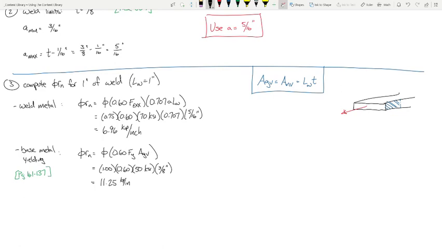Do I have a second? And then finally, base metal fracture. We just did base metal yielding. Okay, this one's 0.75, 65 KSI, and again 3/8. And so what are we getting for this one? 10.97. Do I have a second? Yeah. Okay.